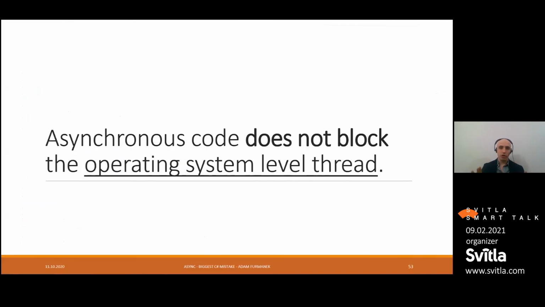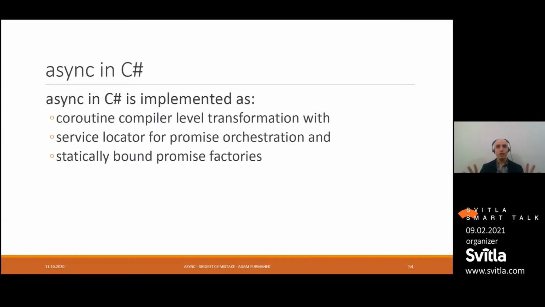So asynchronous code is all about not blocking the operating system level thread. But we can actually block something else to make it a little better. Async in C# is generally implemented as a coroutine compiler level transformation, which is this async keyword, which compiles the code to this magic long code, which I've shown you on the very first slide of this presentation, okay? So this is the coroutine compiler transformation.